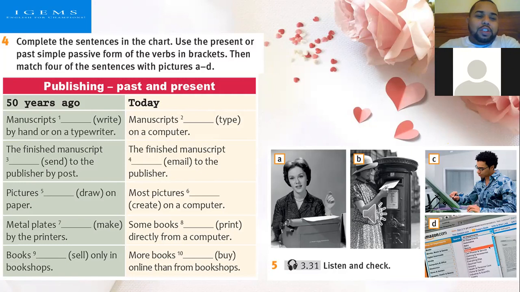Okay. So let's see. Now I want you to tell me which one is A. What is this description for letter A, or picture A rather? Manuscripts were written by hand or on a typewriter. That is correct. Well done. Great job. Today you are very active. Okay, so what is the description for letter B? The finished manuscript was sent to the publisher by post.